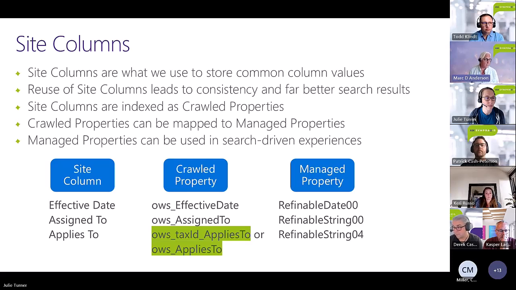When you live in an English only world, which I have the luxury of doing, you can use that OWS underscore applies to, and it'll work fine, or your primary language if there's only one language in your tenant. If you want to be able to use translations, you'll want to use OWS underscore tax ID underscore the name of the column as your crawled property to map to a managed property. And in this case, I'm mapping to refinable string 04. And you'll see how that plays out on the next slides. All right, let's move forward then.